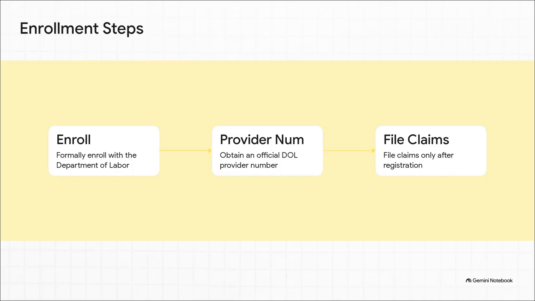Because of that, before you even think about billing the Department of Labor, there is a super strict sequence you have to follow. Step 1, formally enroll your practice with the Department of Labor. Step 2, obtain an official DOL provider number. And Step 3, only then can you actually file claims. You absolutely must mandate that your healthcare providers formally enroll and secure that specific DOL provider number before a single claim goes out the door. If you skip this, instant rejection, no exceptions.